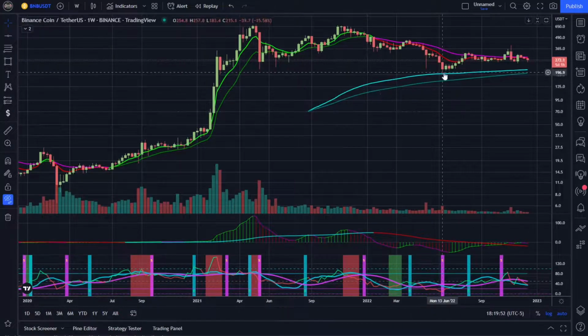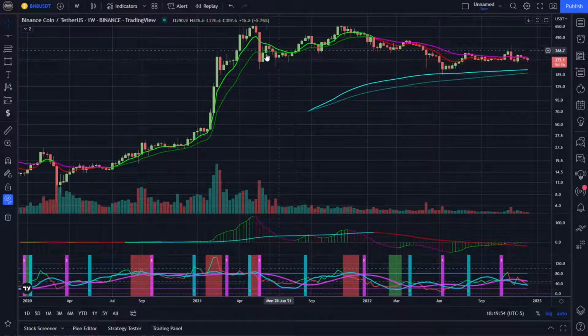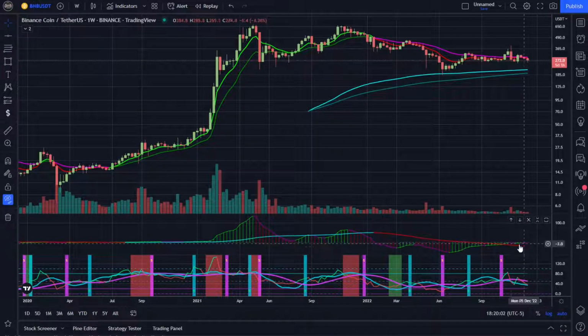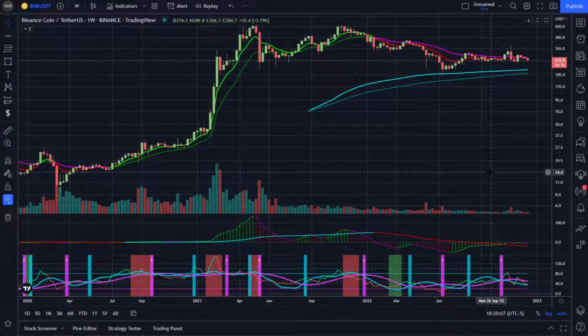We see we have retested the 200 exponential, didn't quite get to the 200 simple. We've gone sideways for quite some time. We have red histograms and slope line here. We've tried to push back up and get back on top of the slope line on the weekly, retesting the zero, trying to build some momentum and potentially save us from that big move to the downside.